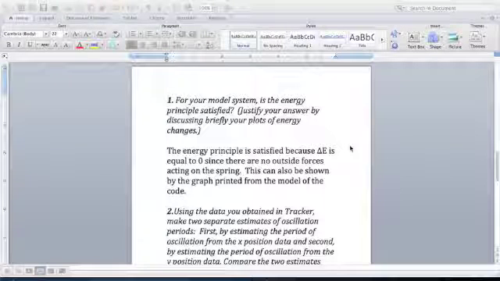For your model system, is the energy principle satisfied? Justify your answer by discussing briefly your plots of energy changes. The energy principle is indeed satisfied because delta E is equal to 0 since there are no outside forces acting on the spring. This was also shown by the graph printed from the model of the code by the yellow line representing the total energy, which was 0.